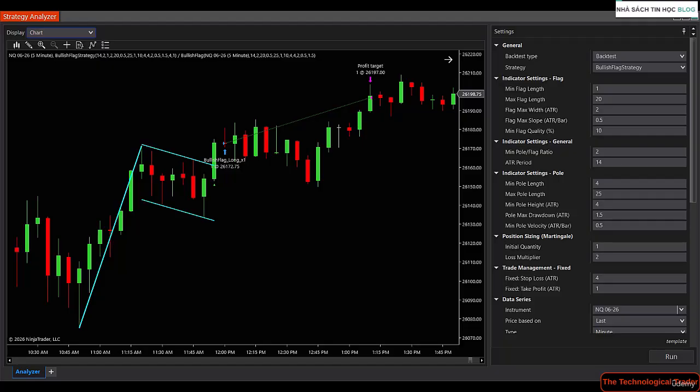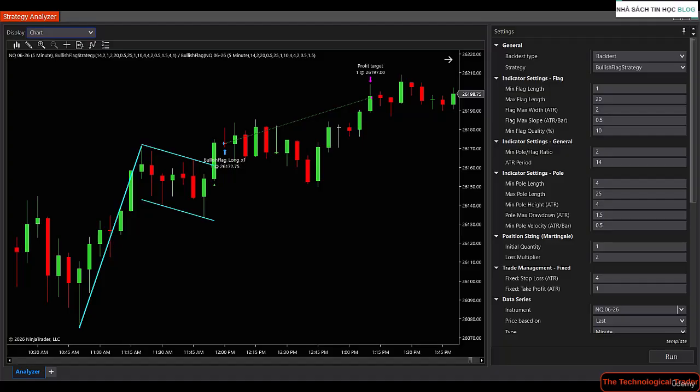Once a valid pole is locked in, the algorithm shifts to hunting for the flag. It uses linear regression looking backwards to find a consolidation phase. We enforce a negative slope, so we are strictly buying pullbacks, and we constrain the channel width using an ATR multiplier. But here's the real filter. We calculate a dynamic quality score based on the percentage of bars within the flag that make lower highs. This confirms we are entering an orderly retracement, not a chaotic chop zone.